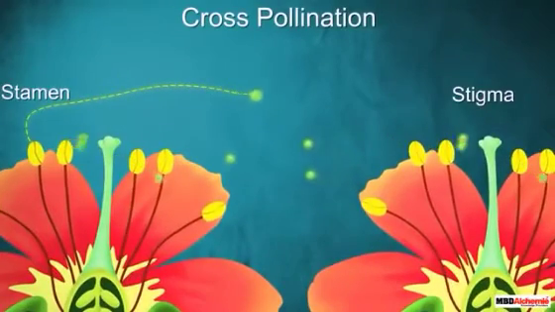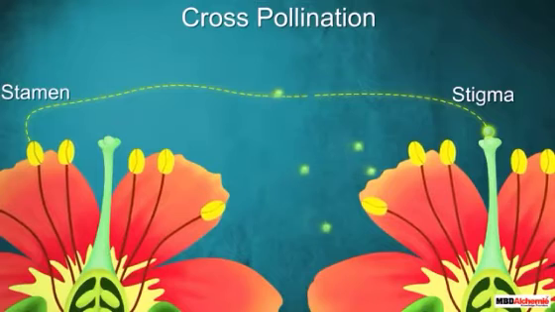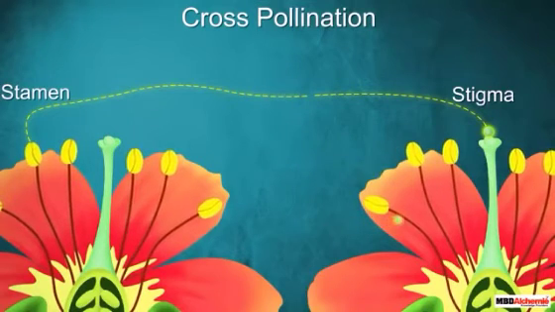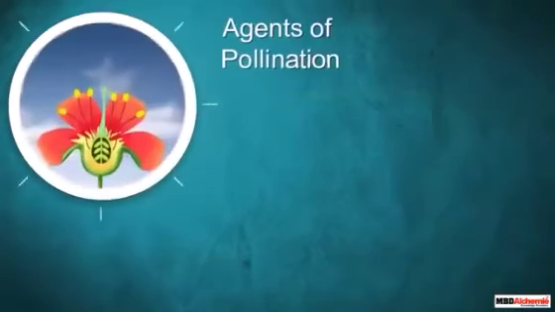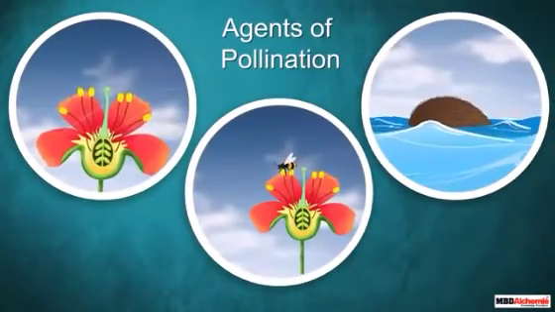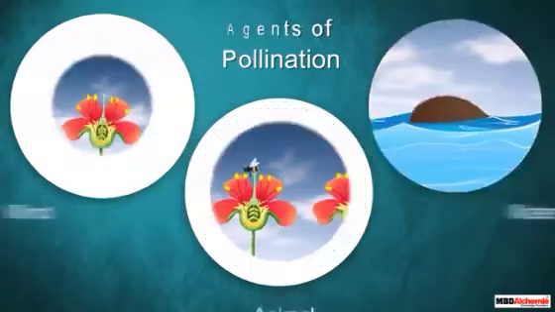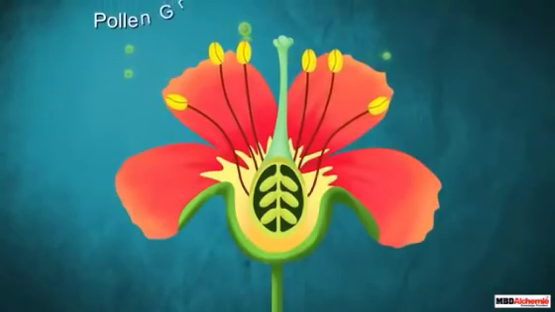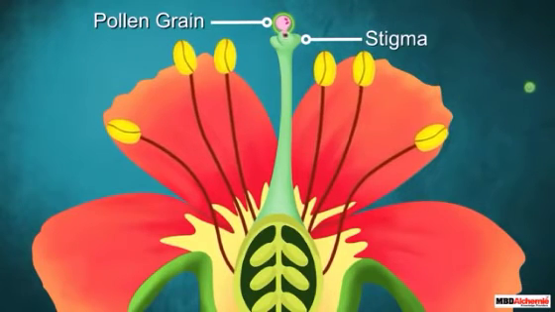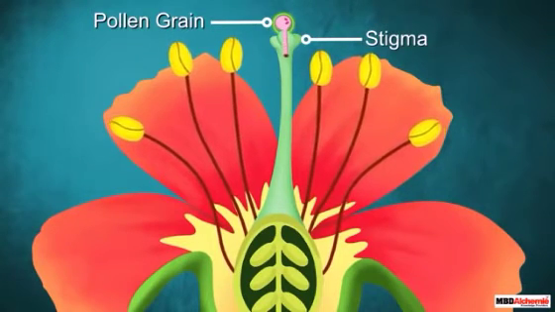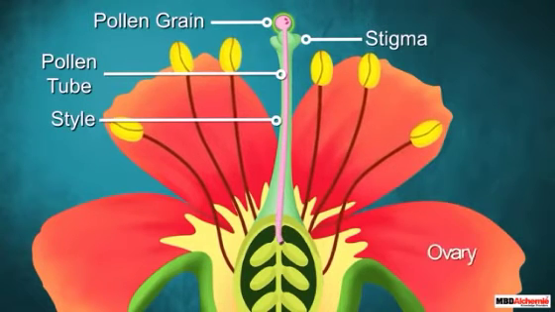But if the pollen grain of a flower lands on the stigma of another flower of the same or another plant of the same type, it is called cross-pollination. Pollination occurs with the help of different agents like wind, water, or animals. Once a pollen grain reaches the stigma of a suitable flower, a tube grows from the pollen grain. This tube travels through the style and reaches the ovary.